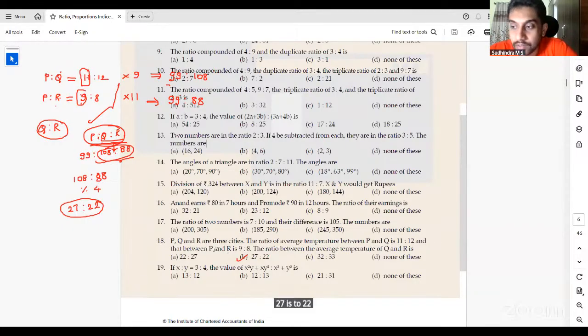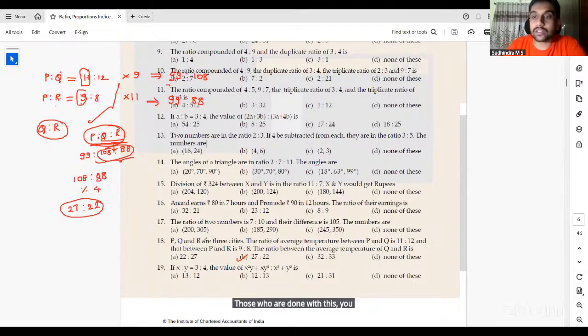27:22 is the answer. Everyone clear? Everyone understood? Yes, complete it. Those who are done with this, you can move on to the 19th one. 19th question.